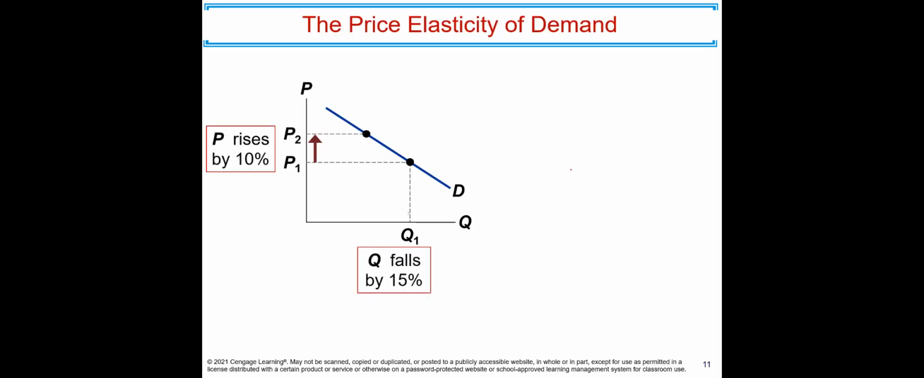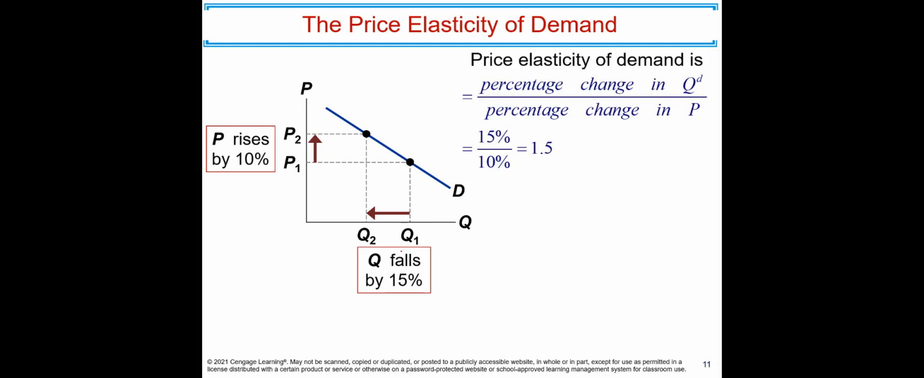So let's do some mathematical calculations to find the price elasticity of demand. We can find the price elasticity as follows. Price elasticity of demand is the percentage change in quantity demanded divided by the percentage change in price. So the percentage change in quantity is 15% and the percentage change in price is 10%, so we find 1.5.